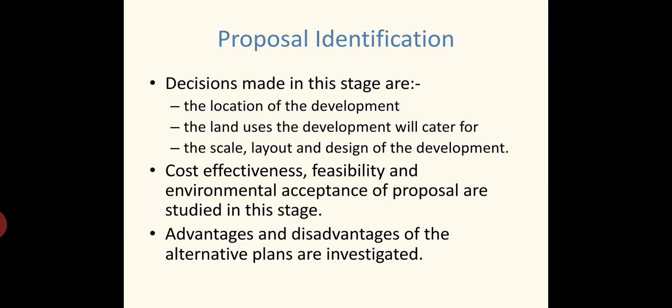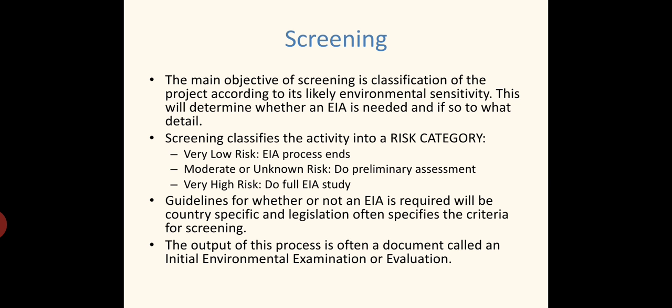Advantages and disadvantages of the alternative plans are also investigated if needed. See, if any difficulty is identified directly, then we will think about the alternative plans also. So different plans are proposed during this proposal identification, and the best one out of these is selected. That is what is happening in the proposal identification. So it is just identification of the proposal.